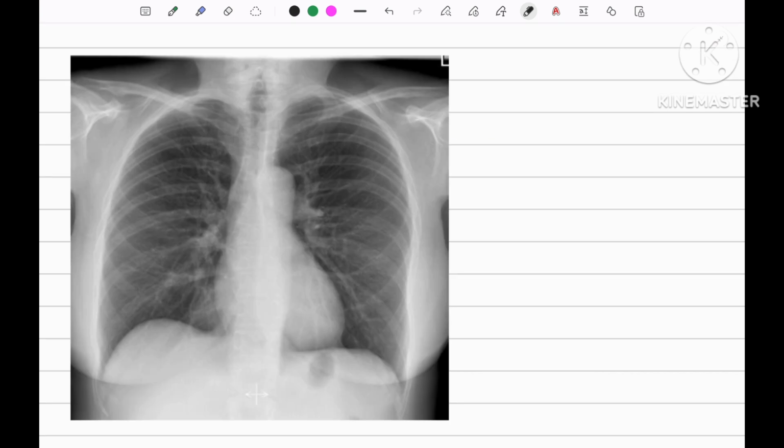I have made a mnemonic like A B C D E F G H I. A for airway. We will first study about airway.